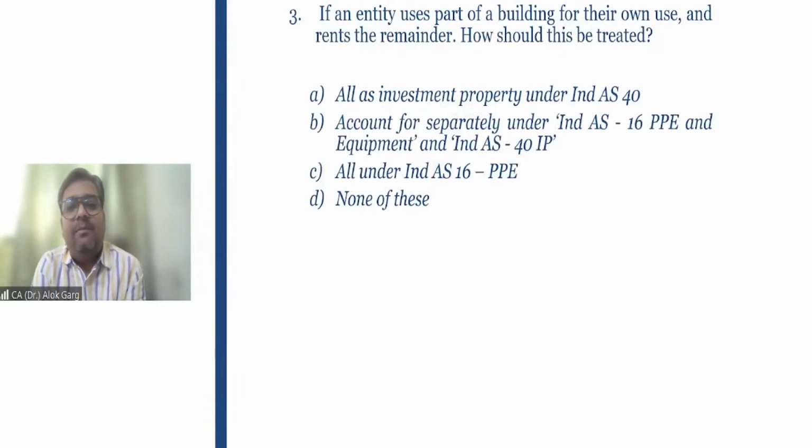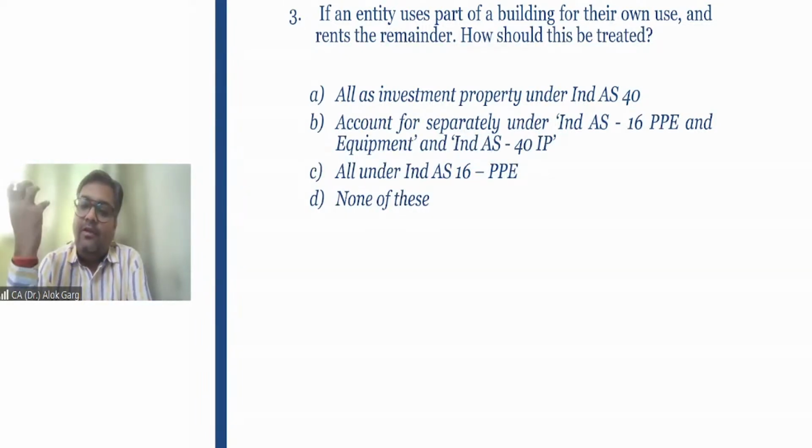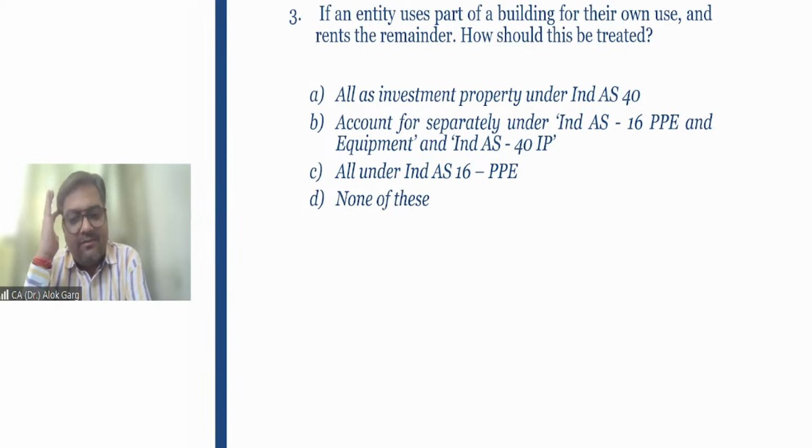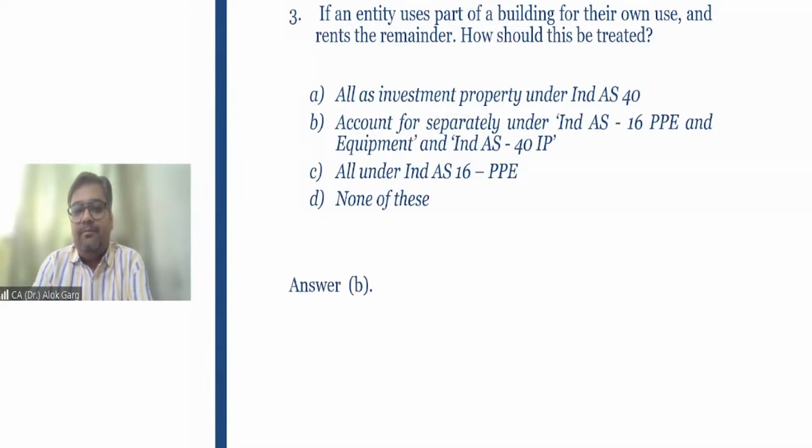All under Ind AS 16 PPE, or none of these. I have told you that if there is a dual use, then you need to see if it can be sold separately. Then of course the separate portion will be classified separately under Ind AS 16 and Ind AS 40. But if there is a dual use and it is not able to be separated, in that case whatever significant use is there will lead the classification. For example, if the significant use is business purpose, PPE will be the classification. But in this case, nothing is given. So the correct answer is account for separately.